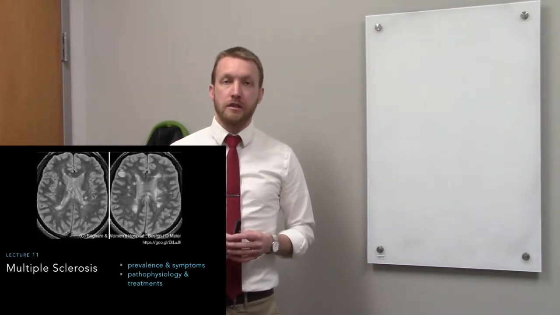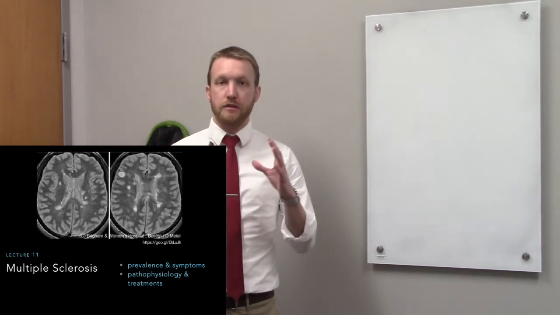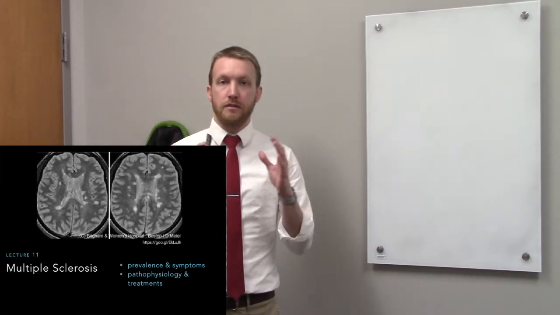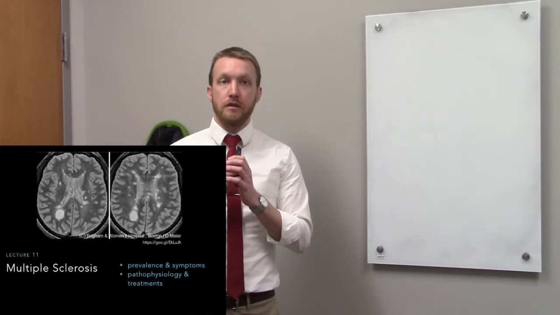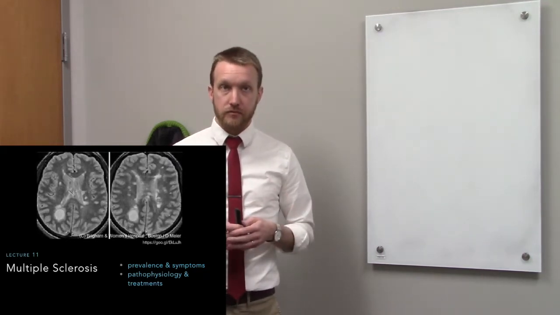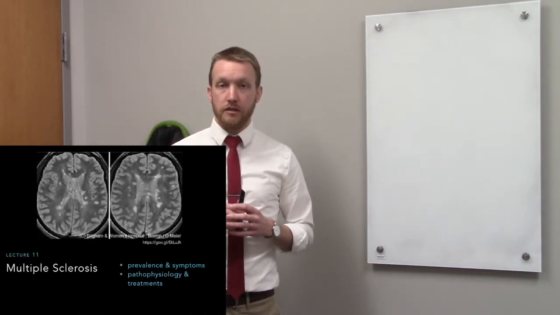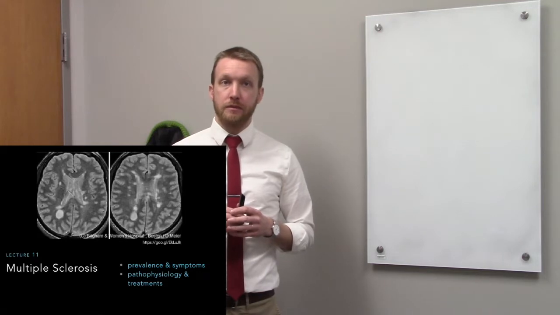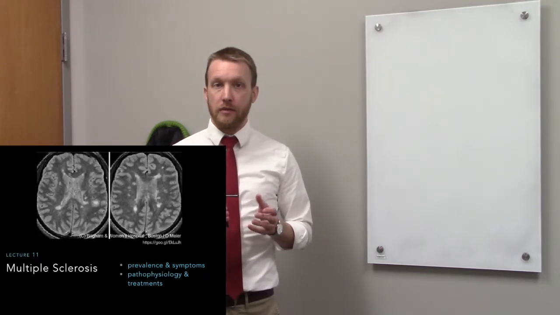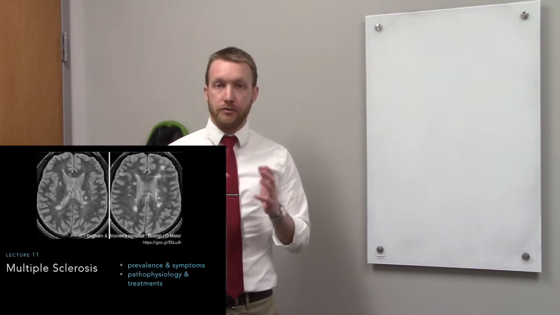In the little animation that's playing here, we can see the emergence and then the disappearance of these sclerotic lesions. So this is how the disease gets its name. There are multiple sclerotic lesions within the white matter. So you can see some of them hang out the whole time, remain a relatively constant size, and then others grow and shrink over time.